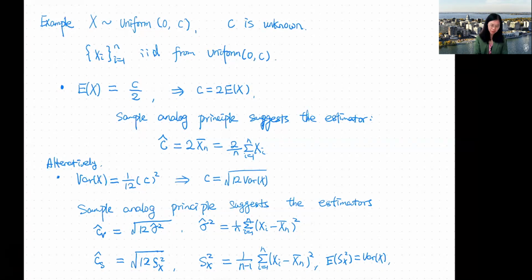Before doing the calculation, we actually do not know which of these estimators are better in terms of bias, variance, and mean squared error. So I'm going to leave a homework question for you to do a Monte Carlo simulation for the bias, variance, and mean squared errors of these three estimators of C for the uniform 0 to C distribution.